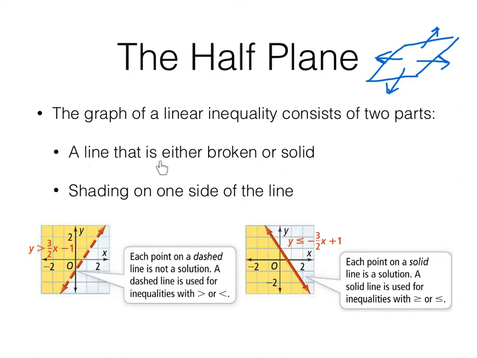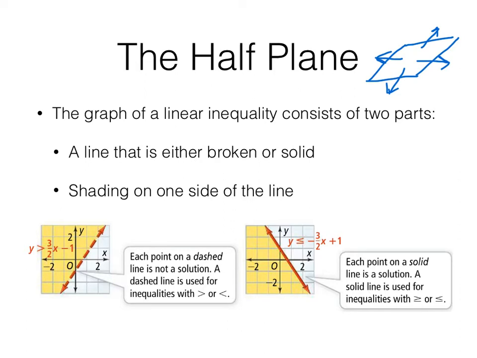So let's talk about the line that's either broken or solid and the shading. All right, on this inequality, because it's y is greater than 3/2 x minus 1, you have a broken line. A dashed or broken line is used for inequalities with greater than or less than. If you have, like this inequality, the or equal to symbol, you get a solid line. So they say dashed for broken, and then, of course, solid. I said solid for solid. In terms of the shading on one side or the other, if you have a greater than, you're going to shade generally above the line. Now, this can be a little difficult to figure out.